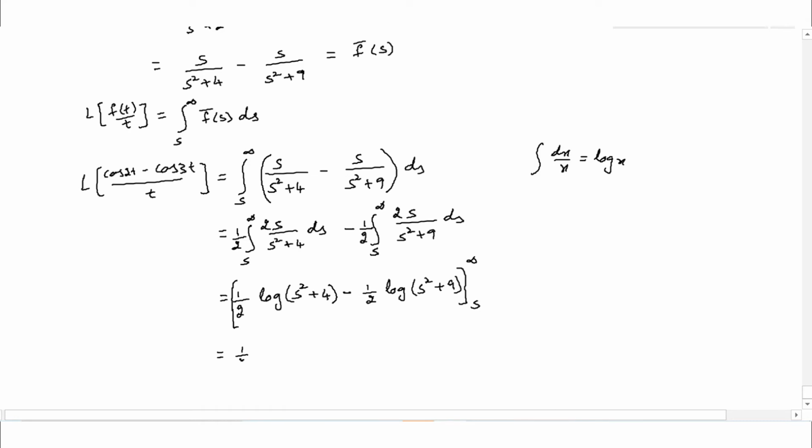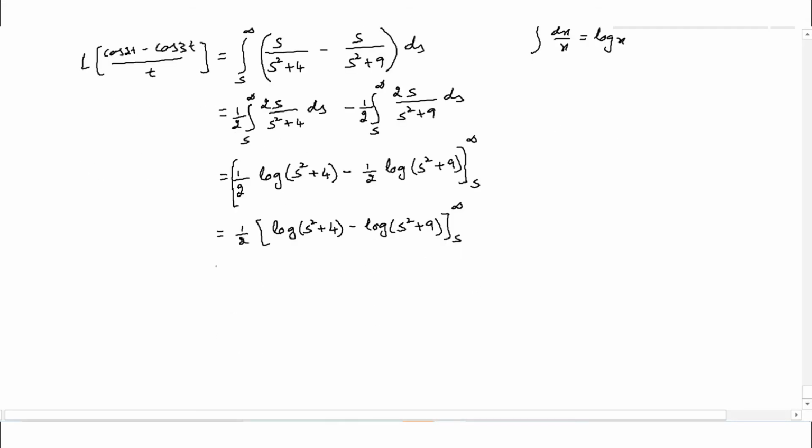I can take half common outside. So if you take half common, I will be getting the value to be equals to half times of, you have log of s square plus 4 minus log of s square plus 9. Limit values will be s to infinity. Or further, if I try to rewrite it, it is 1 by 2 times of log m minus log n can be written as log of m by n form. So s square plus 4 divided by s square plus 9, and the limit values are from s to infinity.